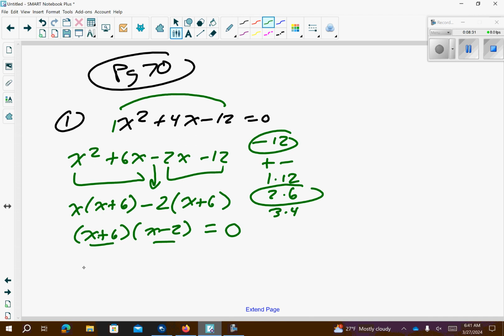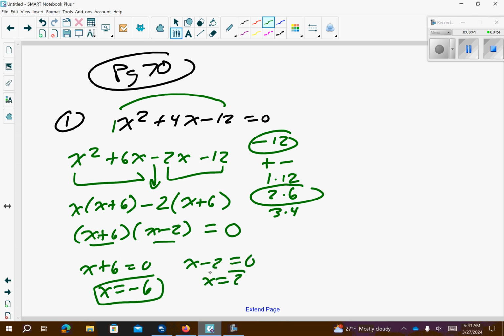So I'm going to take each part and set it equal to 0. So I'm going to subtract 6 from both sides. X minus 2 equals 0. Add 2 to both sides. So if I were to plug negative 6 in for my x's, my answer comes out to 0. If I were to plug positive 2 in for all my x's, my answer would come out to 0.